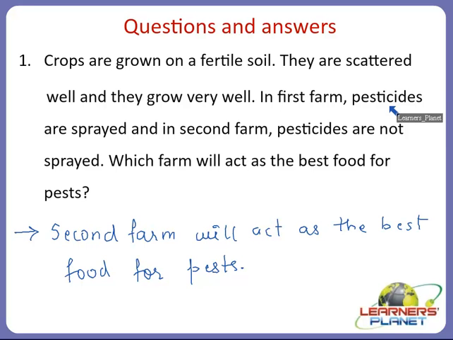But for us, the crops have been damaged. So that is of no use. And even harvesting them after that is of no use. Right? Okay, children? So children, the second farm will act as the best food for pests. I hope this is clear to you.